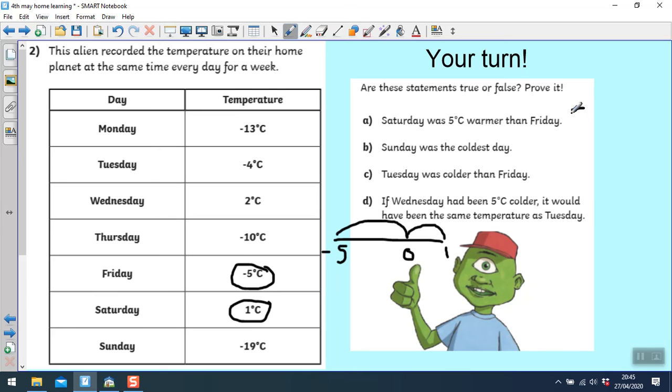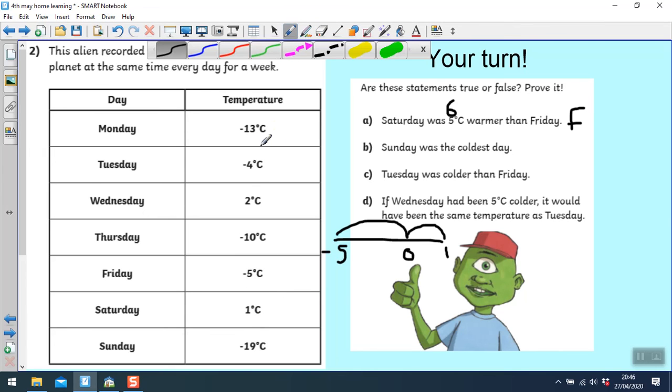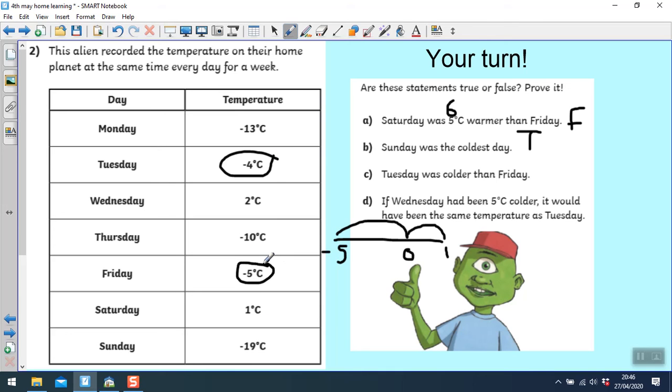So it's false. It's actually 6 degrees warmer than Friday. B, Sunday was the coldest day. So looking at all of your options, which is the lowest temperature? The lowest temperature is negative 19, which is Sunday. So that is true. C, Tuesday, negative 4, was colder than Friday, negative 5. We know that that is false.